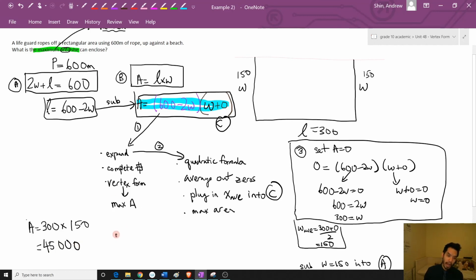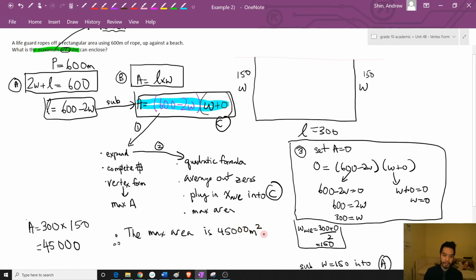We need to end off our question. Answer with words. So the maximum area is 45,000 meters squared.